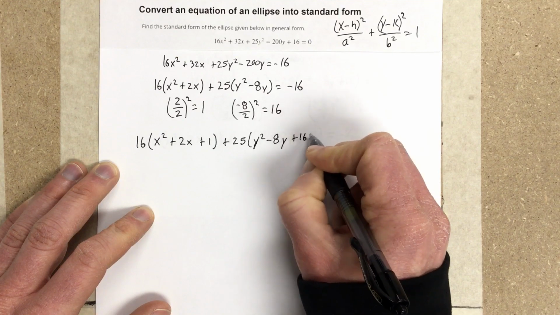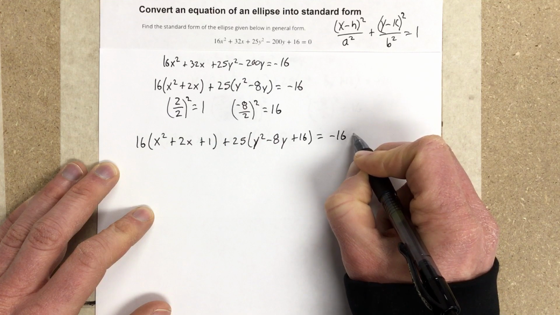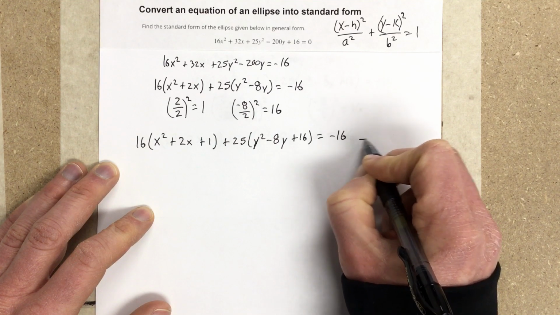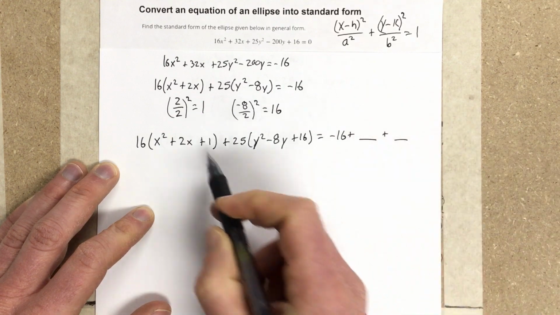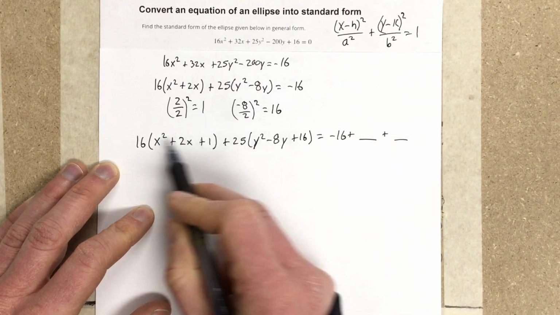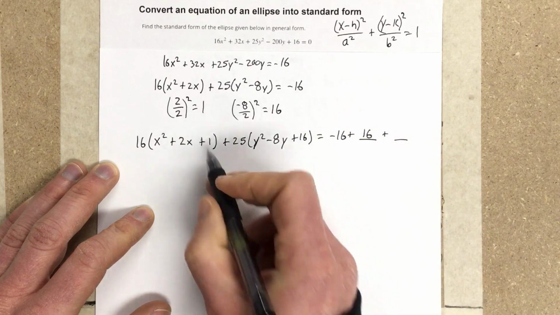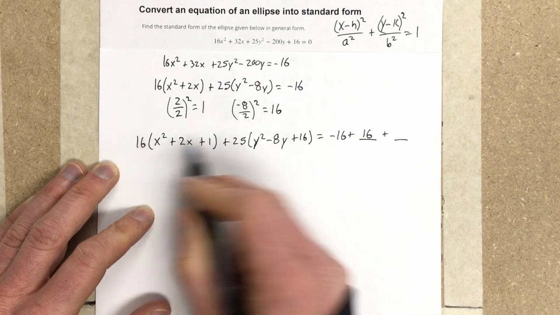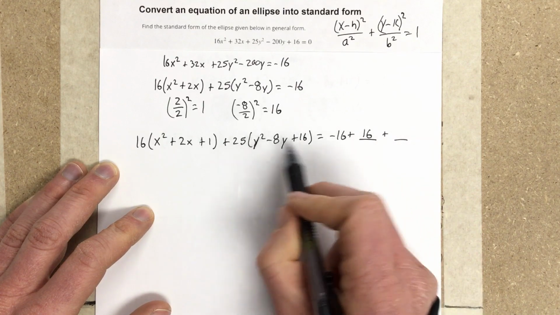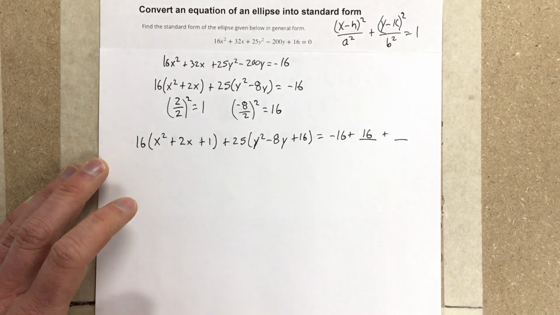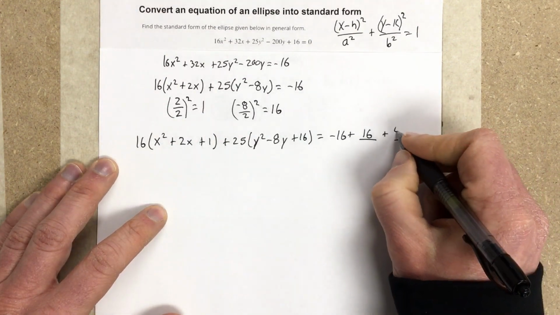plus 16 is equal to negative 16, and then I need to add in two numbers here. I added a 1 inside the parentheses here, but it's being multiplied times 16, so one of those numbers is 16. When I add the 1 here, it's times 16, that's why I write it here. And then 16 was added on the inside of these parentheses, but it's being multiplied times 25. So I need to add in 16 times 25, which is 400.